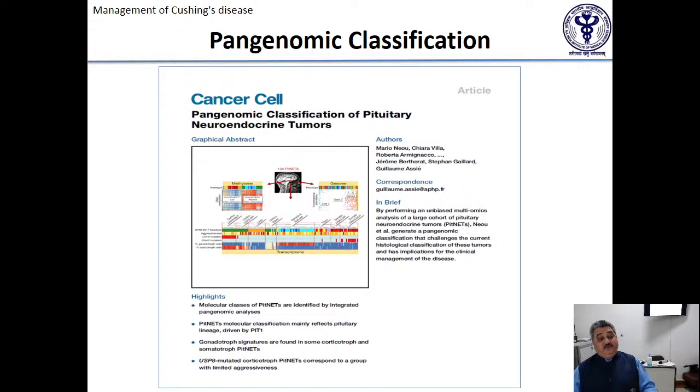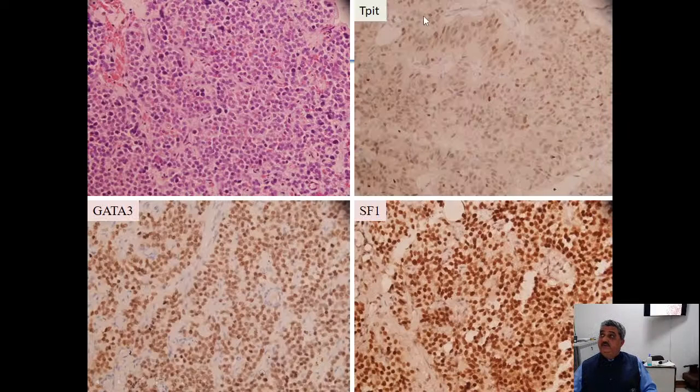And the non-functional pituitary adenoma have the worst prognosis. So any tumor which has, for example, GATA3 positivity, SF positivity, TP positivity, the acidophilic, corticotroph and the gonadotroph, they are likely to behave in an aggressive fashion.